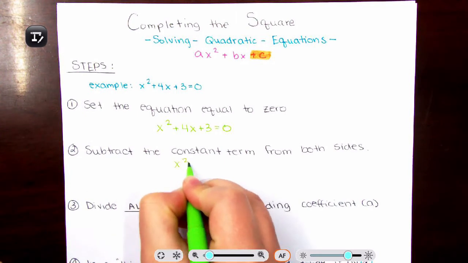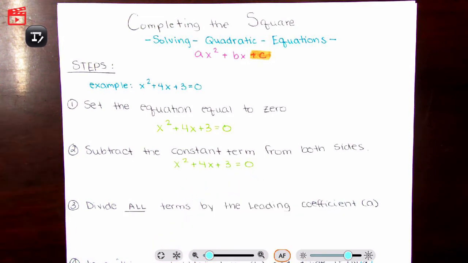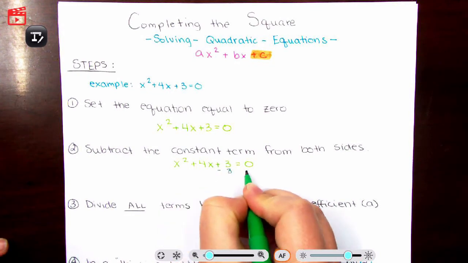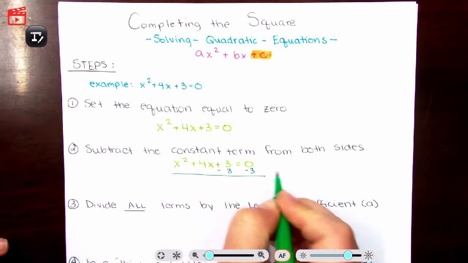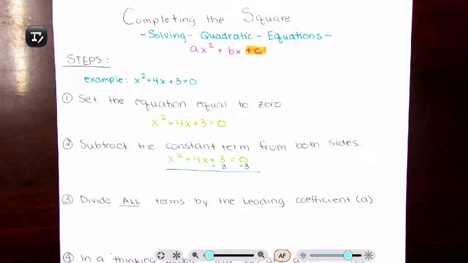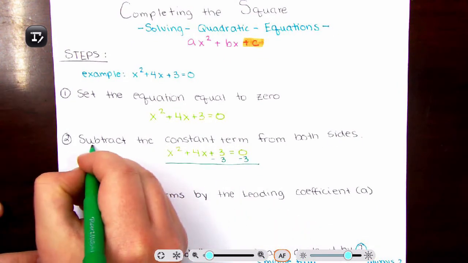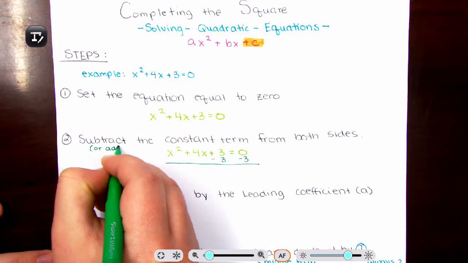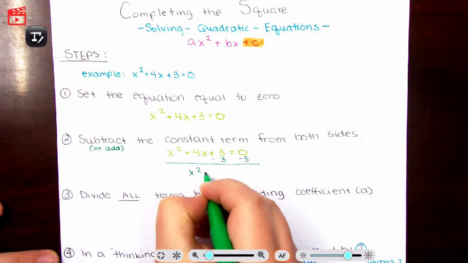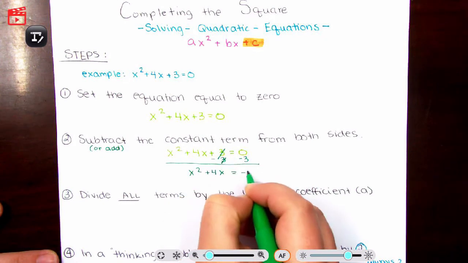So I have my equation, and again, it's equal to 0. And so what I'm going to do is subtract 3 from both sides. Now, if we had a minus there, then we would add to both sides. But in this case, we do have a plus, so we're going to subtract. Undo that step. So here we are. We have x squared plus 4x equal to, now this goes away, negative 3.